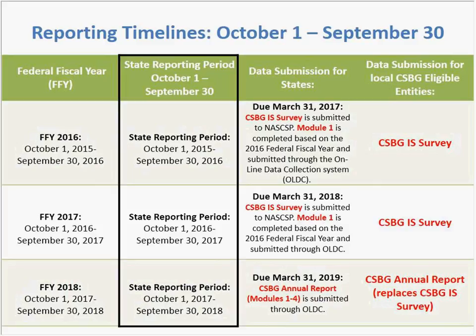It highlights the reporting periods for the October through September states. These states follow the federal fiscal year. You'll see that it aligns well with Module 1. The reporting is the same for all, with due dates of March 31st, 2017, 2018, and 2019. But these October through September 30th dates will start the data collection for Modules 2 through 4 for the first time, October 1st, 2017.